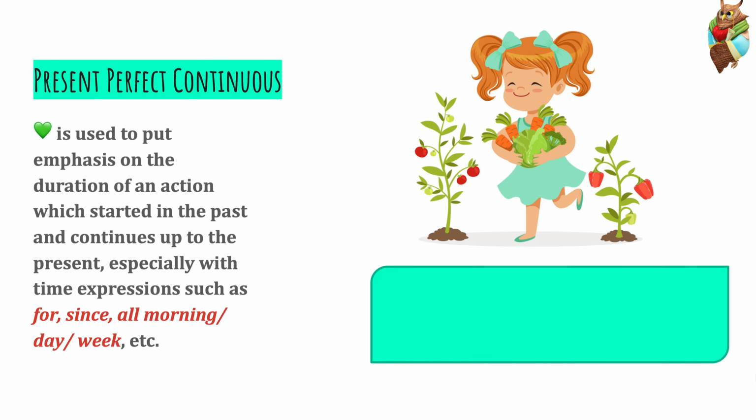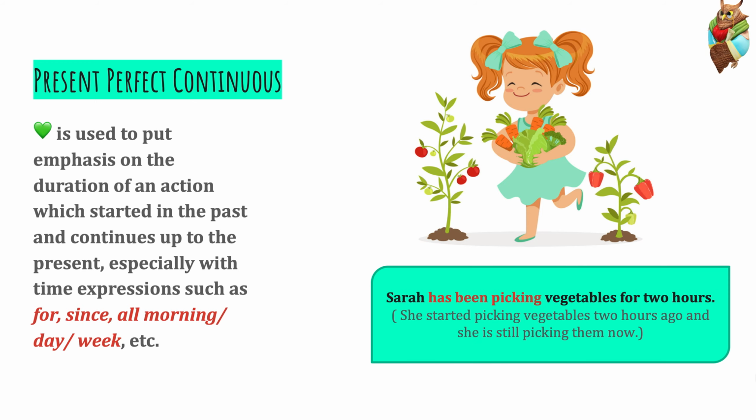Okay, let's take a look at the example. Sarah has been picking vegetables for 2 hours. You can see here we have a duration, and it is important when we talk about present perfect continuous. For 2 hours, which means during 2 hours. She started picking vegetables 2 hours ago, and she's still doing that. She's still picking them now.